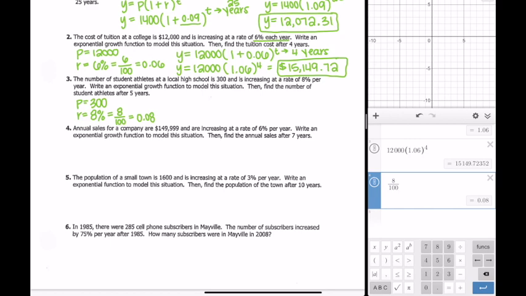So to write this equation, y equals our initial amount times 1 plus 0.08 because it's increasing, and raised to the power t. Now, if our increasing rate is 8% per year, then we can only plug in t being in years. Well, we want to know the number of student athletes after 5 years, so we can plug in 5 for t.